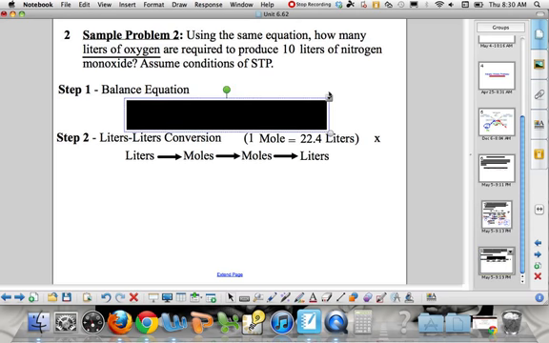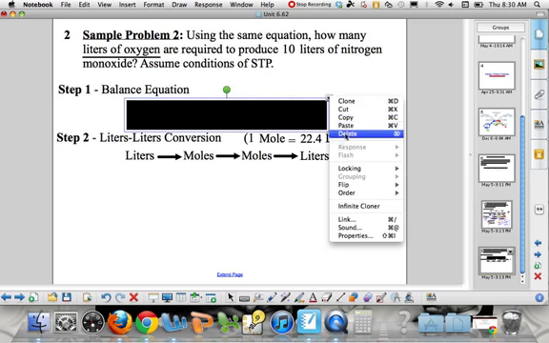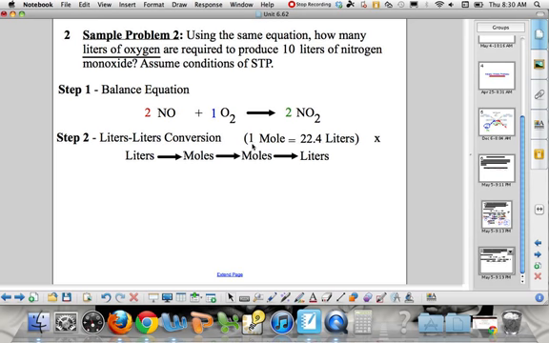Now, using the same equation, there it is. We just converted it from the last one, so we don't need to do it again. This time, we are looking to solve for liters of oxygen. How many liters of oxygen will I need if I start out with 10 liters of nitrogen monoxide? We're trying to figure out how many liters of oxygen I'm going to need to make the most NO2 that I can get.